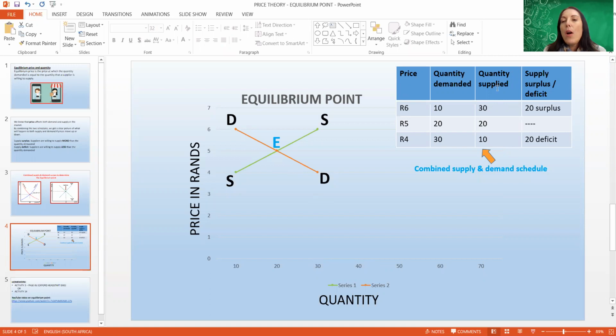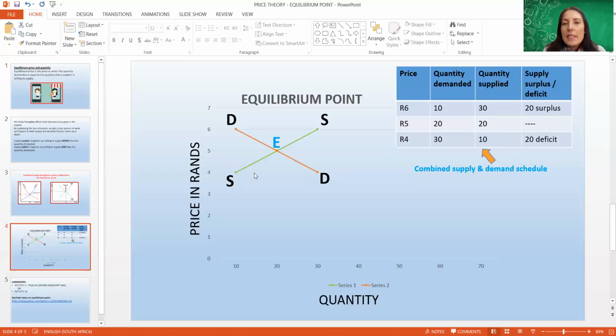If we go to the supply schedule, we see it's just the opposite. At 6 Rand, I'm prepared to sell a lot of them and put a lot of them there on my table because I know that I will get a lot of money from it, or make profit at the end. So we said at 6 Rand, the supplier is willing to supply 30 of these packets of chips. At 5 Rand, I can still make some profit, but it's not that great anymore. I'm prepared to supply 20 packets of chips at 5 Rand. And then at 4 Rand, it's not really worth my while. I'm only going to supply 10 because I'll make very little profit.